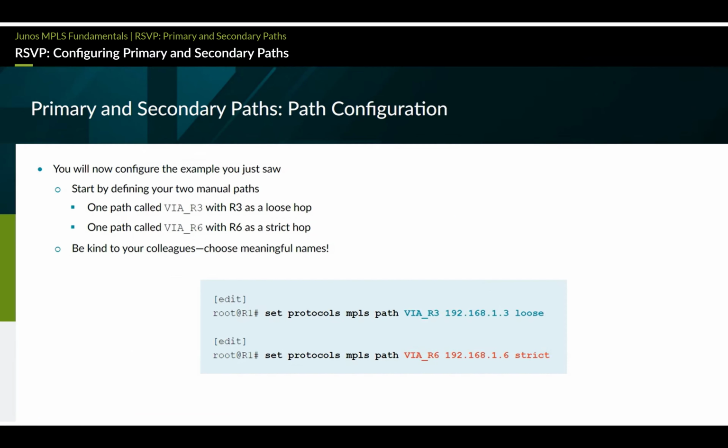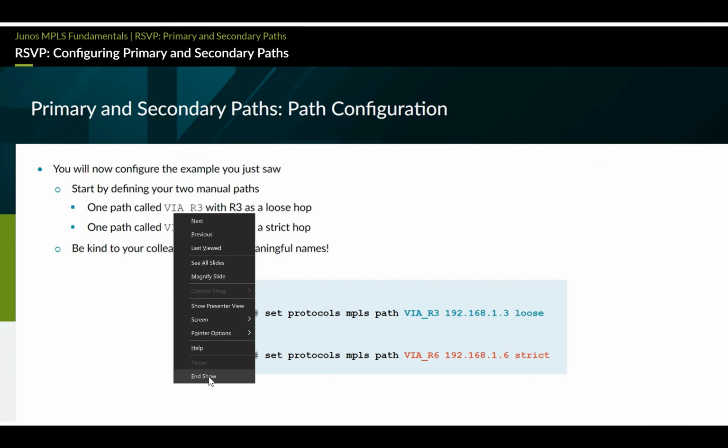Loose hop means this destination is not directly connected. That is called the loose hop. Strict hop means it's a directly connected next hop. So when we select the path using the loose hop, we can set the remote destination. If we set strict, we have to mention the directly connected next hop.